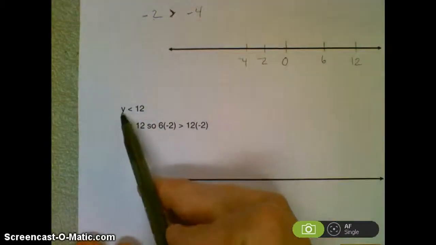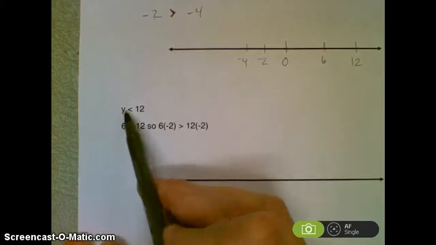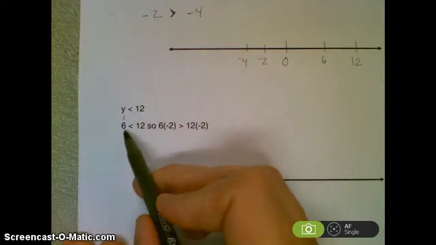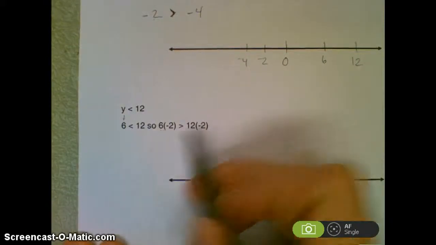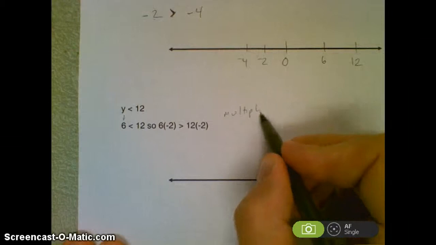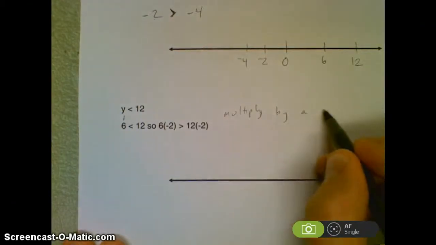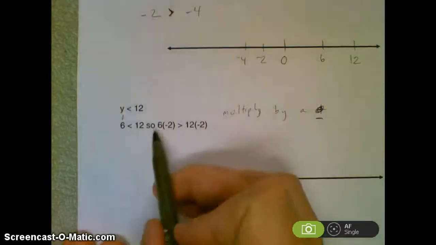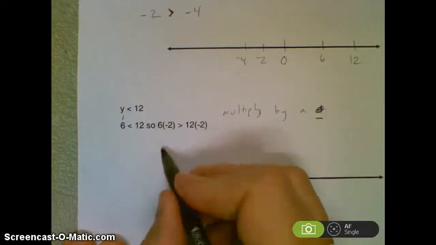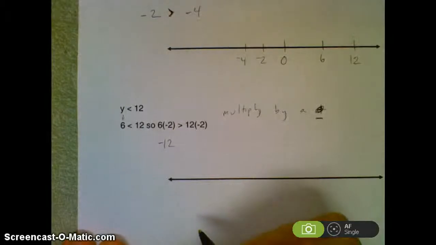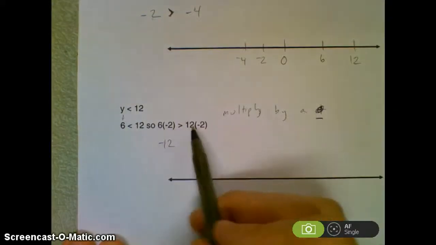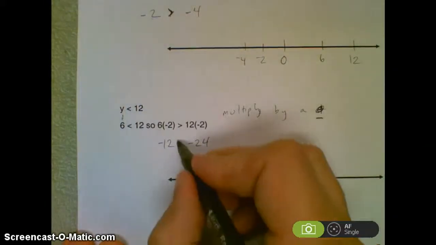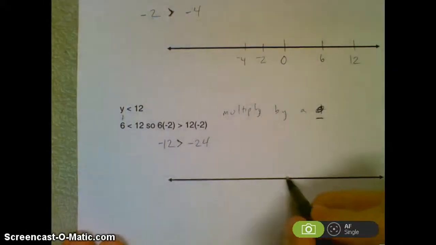I'll use this example also. Once again, my inequality: y has got to be something less than 12. So I'll choose 6 again. 6 will be the number that is definitely less than 12. Now if I multiply by a positive number, oops, what am I saying? If I multiply by a negative, 6 times negative 2 is negative 12. But 12 times negative 2 is negative 24. Negative 12 is actually greater than negative 24 because it's closer to 0.